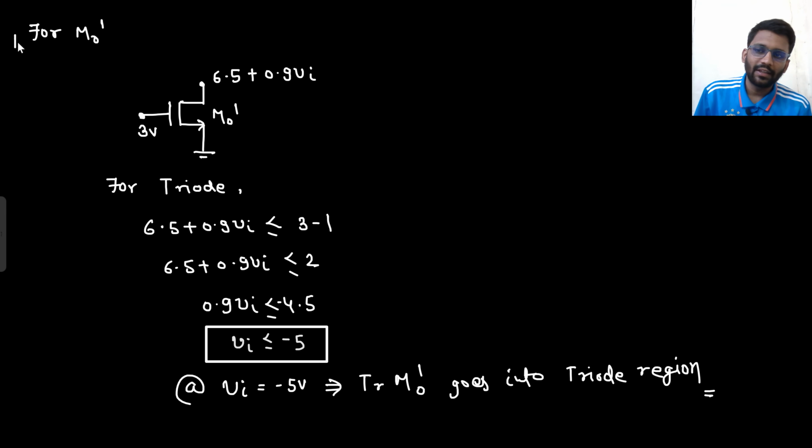And if they had asked one question only, if they had asked what should be the range of V in for which both M0 dash and M1 are working in saturation region? So what is the range? That is minus 5 to plus 2.5. Right? Let's just say this is our line. This is minus 5. This is 2.5.